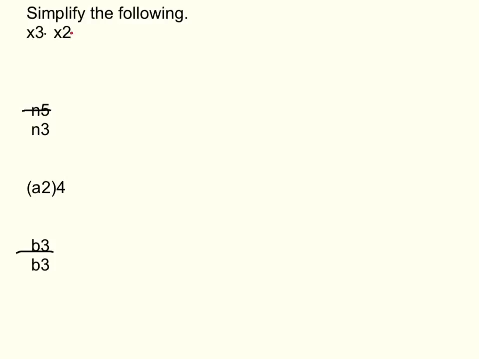Now if you remember what it means to be an exponent, x to the third is the same as x times x times x. Okay, and x squared is the same as x times x. So if we were to multiply together all five of these x's, our result is going to be x to the fifth.